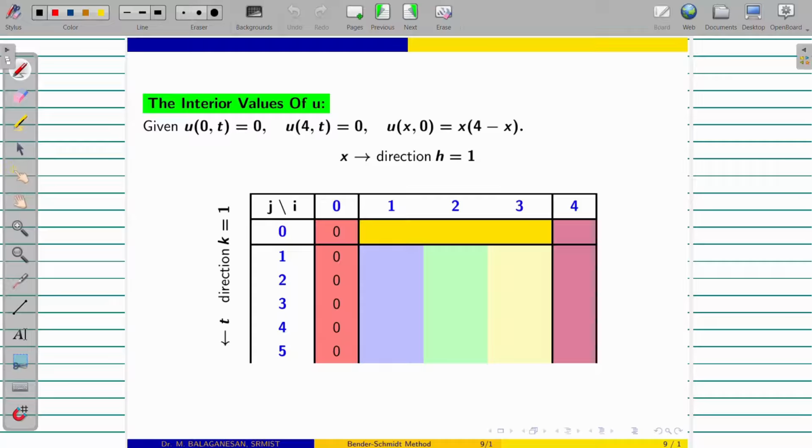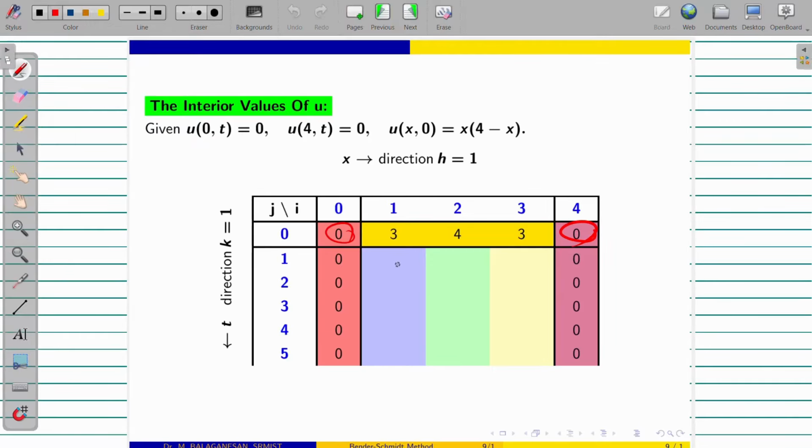Solution. So the first boundary condition: 0, 0, 0. Next boundary condition: 0, 0, 0. The third condition will be this, u(x, 0), which is placed here. x values 0, 1, 2, 3, 4 give 0, 3, 4, 3, 0. The boundary values should coincide here. That's it. We found everything. Now we have to find this value.